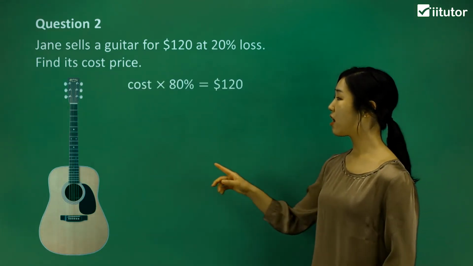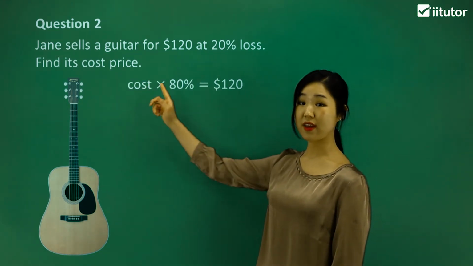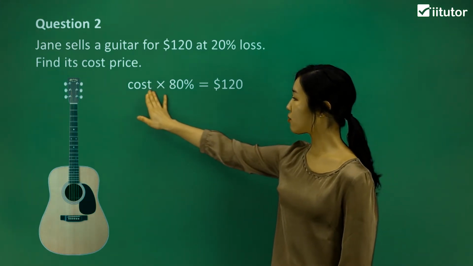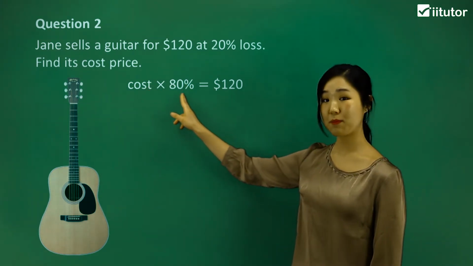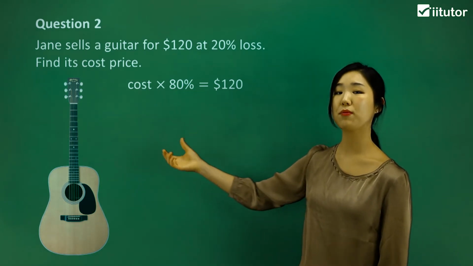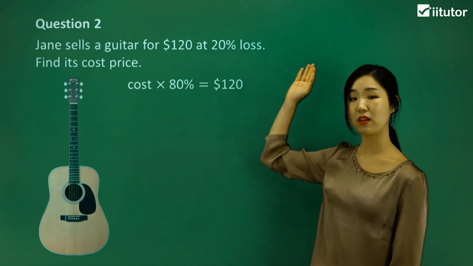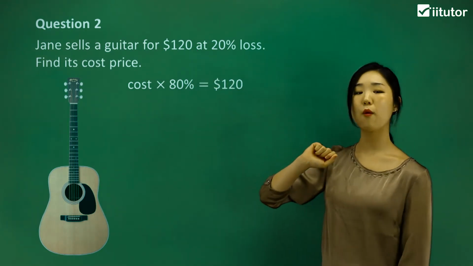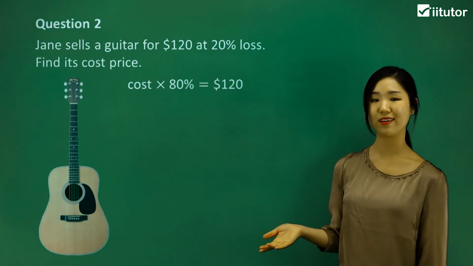So, again, cost price. I'll just leave it unknown. Again, you can use a pronumeral like X or something if you like. So, cost price multiplied by 80%. We subtracted 20% away from 100% because this time it's a loss. That will equal our selling price, which is $120.